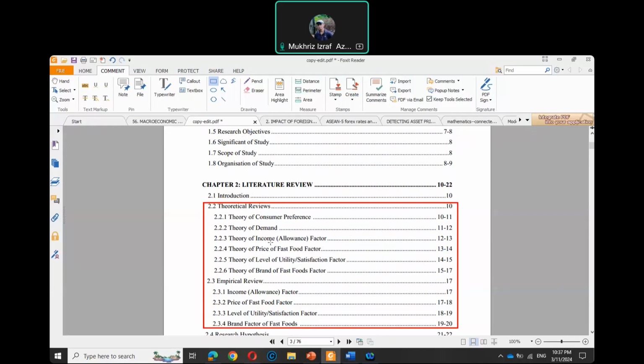And if you open most research method books, the ideal breakdown, or components that you need to have in your literature review, you will start with the theory, the theoretical section.